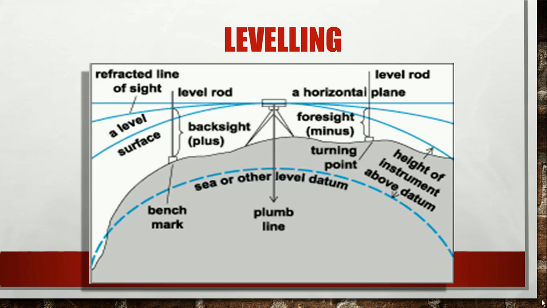Basically the instrument is set, and as you can see, the first reading is always taken at the point of benchmark. Benchmark is a point of known elevation. The first reading we sight is always called backsight and the last reading we sight is always called foresight. This is the basic terminology included in leveling operation.